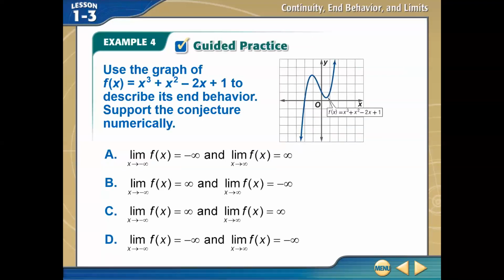For this one, we can just estimate it. Looks like as we go farther and farther right from the origin, our graph goes farther and farther more positive. And as we go farther left from the origin, our graph goes farther and farther negative. So we're looking for one that says the limit as x approaches negative infinity is negative infinity, and the limit as x approaches positive infinity is positive infinity. This should be answer A.